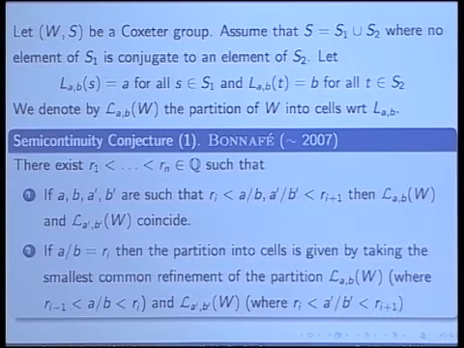Now, when a over b equals R_i, you should be able to find the partition with these parameters just by looking at the partition when a over b is strictly smaller than R_i, and when a prime over b prime is strictly bigger than R_i. You look at the partition on the left and the partition on the right, you take the smallest common refinement of these two, and you should obtain the partition at this value.